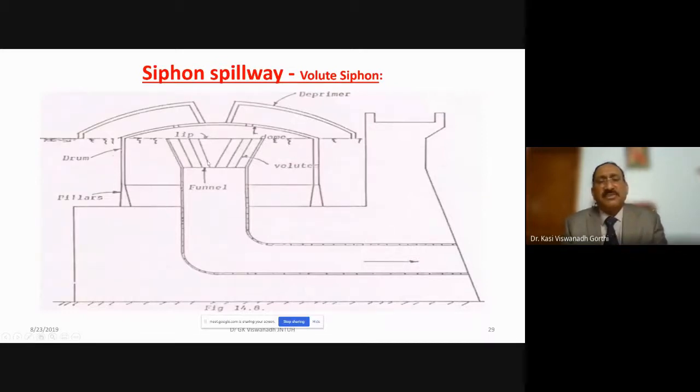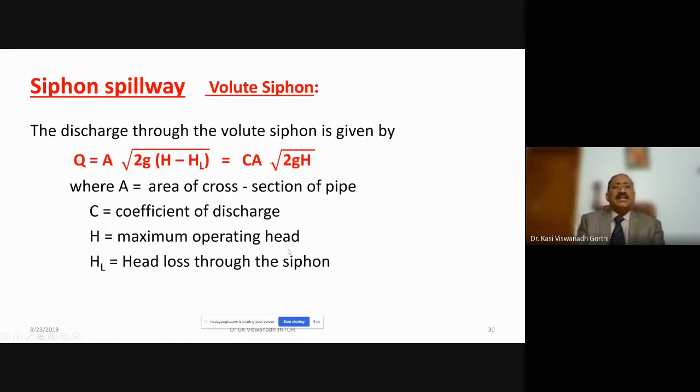A volute siphon collects the water into the funnel and conveys it to a horizontal tunnel. The discharge through this volute siphon is given by Q = CA√(2gH) only, but this H would be equal to H minus HL, where HL is the loss of head through the siphon.